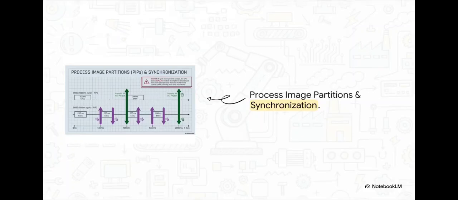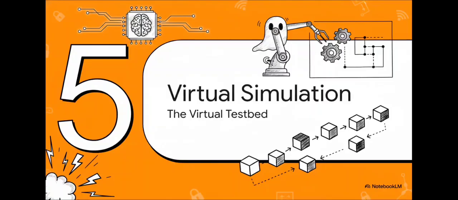But, as you know, decoupling requires absolute precision when it comes to timing, which brings us to process image partitions, or PIPs, and synchronization. The system reads and writes data based on very specific cyclic interrupt times. We're talking OB32 running every 1,000 milliseconds, or OB33 firing every 500 milliseconds. These execution times have to perfectly match the hardware update speeds. If they drift, you run the very real risk of read-write mismatches during data transfers, where your software is trying to read data at the exact millisecond the hardware is overwriting it. It's a synchronization tightrope. This sets us up perfectly for Section 5, Virtual Testing and Simulation, the virtual test bed.